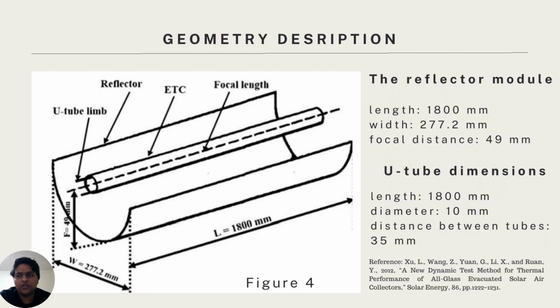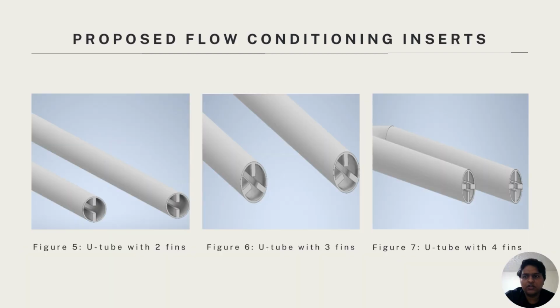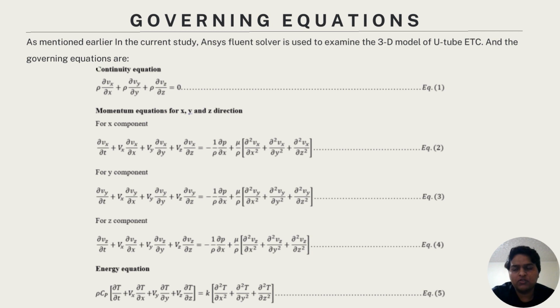So this is the geometrical description of the 3D model. We are going to study three types of flow conditioning inserts with 2, 3 and 4 internal fins, as shown in the figure. The governing equations are the continuity equation, the momentum equation for x, y and z directions, and an energy equation. The ANSYS Fluent solver uses these governing equations to examine the 3D model of the U2 ETC.